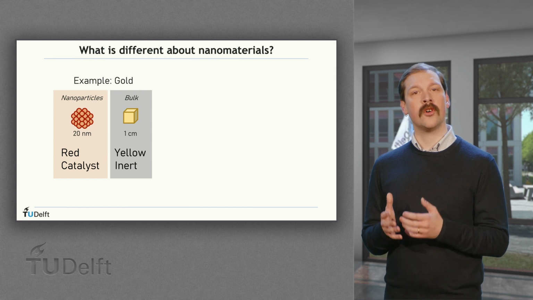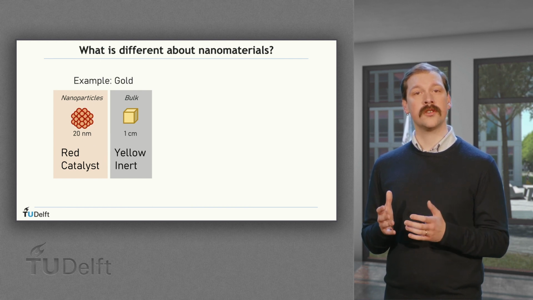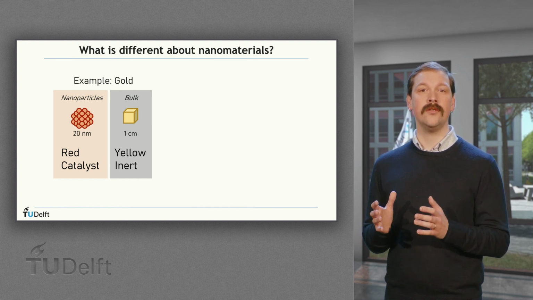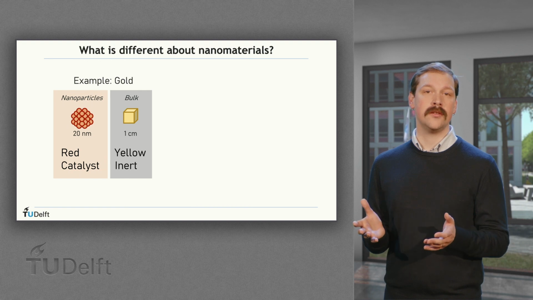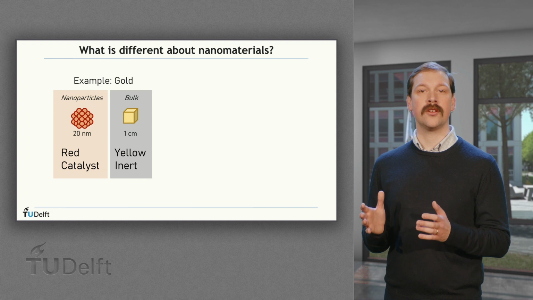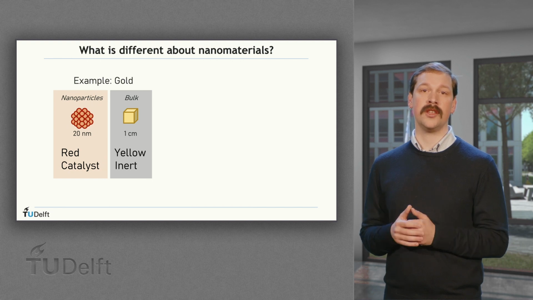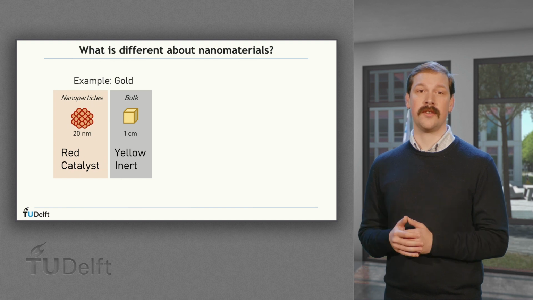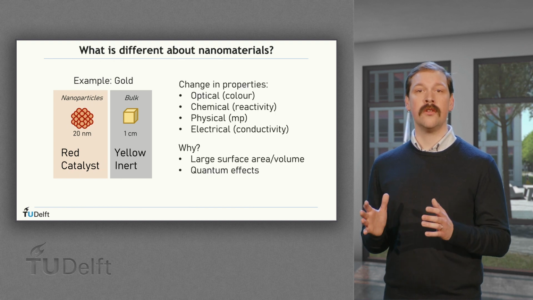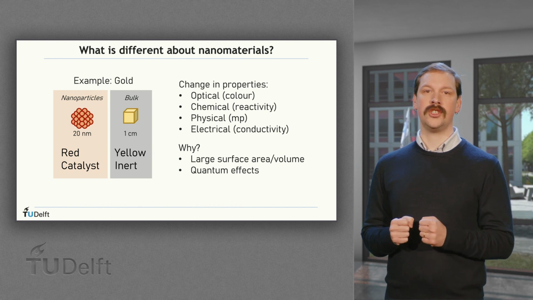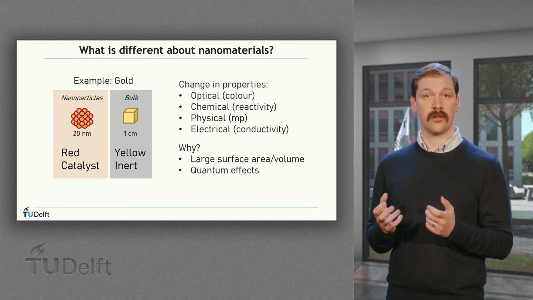The extremely small size of nanoparticles will cause a change of properties of a material. Let's see the example of gold. Bulk gold is a yellow, shiny metal that is inert, meaning that it is chemically not very reactive. A nanoparticle of gold with a diameter of 20 nanometers, instead, is red in color and is a very active catalyst.